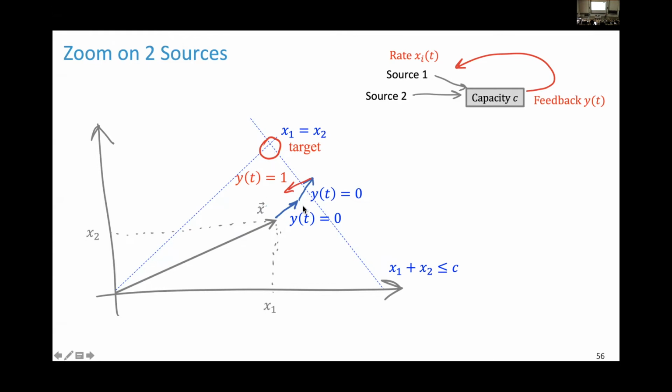Well, if you think about it, since we are below the capacity, we receive some positive feedback. We do some moves to increase our rate. Whenever we go beyond the capacity, this line here, we receive some negative feedback to force us to go below the capacity, and hopefully with some iteration, we will reach the target.